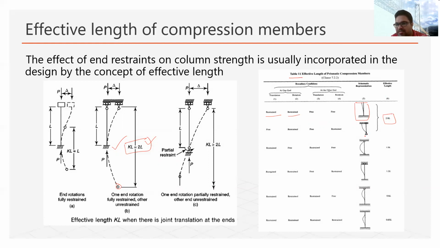Similarly, in this case, the column is free to rotate, but it is not translating, while the other end is translating. In this case, the effective length will be the same. Similarly, if the column is hinged at both ends, all these values are given in the IS code. So whenever we are designing a column, we can refer to this table to find out the value of effective length.